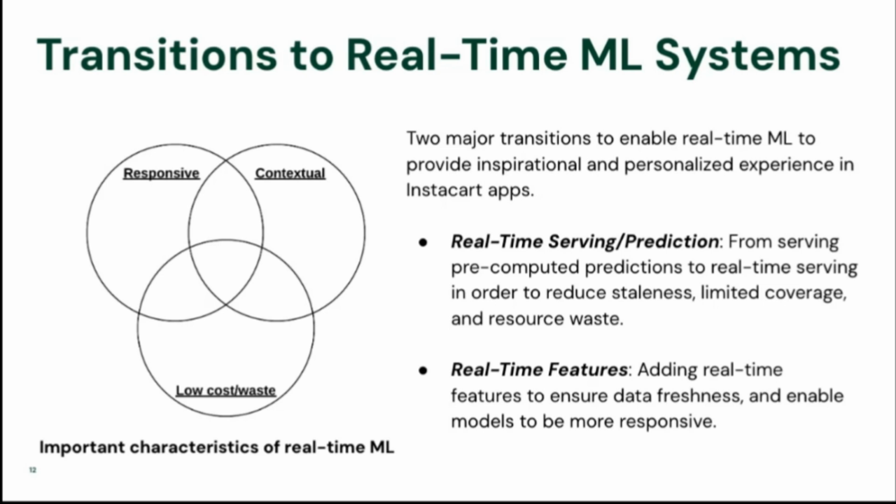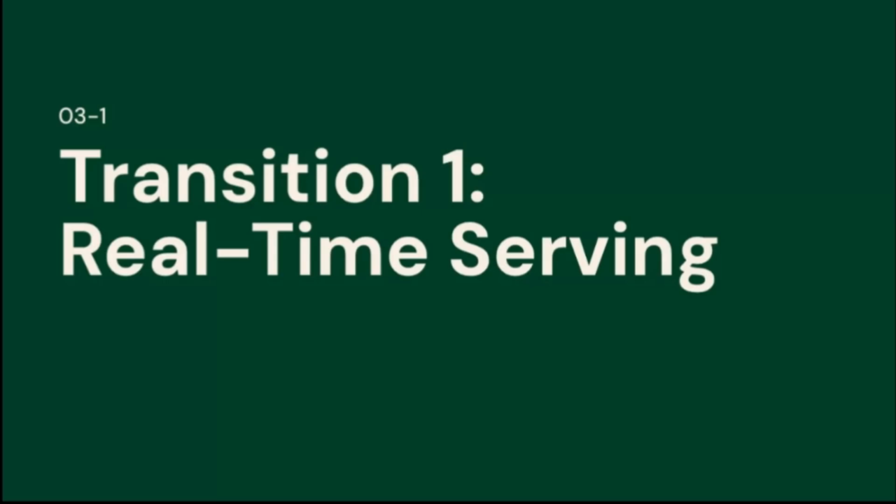And the second is real-time features. This is basically adding real-time signals into the existing batch signals so that the data is fresher, and then the model can respond to changes in real time. So let's dive into the details of each transition. Starting with the transition from offline pre-computation to real-time serving and predictions.